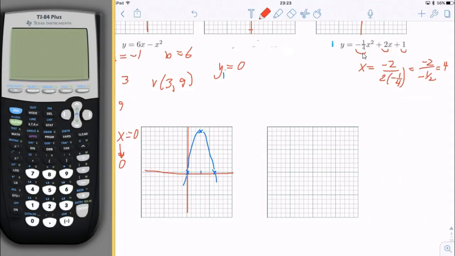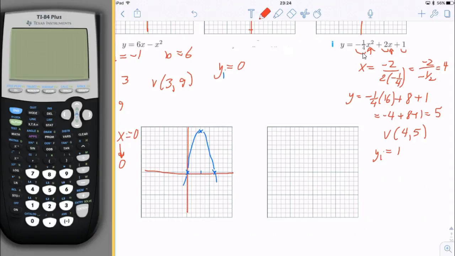And then now we're going to find the y-coordinate of the vertex. It's going to be y equals negative 1/4 times 4 squared, which is 16, plus 2 times 4, which is 8, plus 1. And we're going to get negative 4 plus 8 plus 1, which is equal to 5. So our vertex coordinate is 4, 5. The y-intercept: if I put 0 in there, I just end up with y equals 1, so that's the y-intercept.